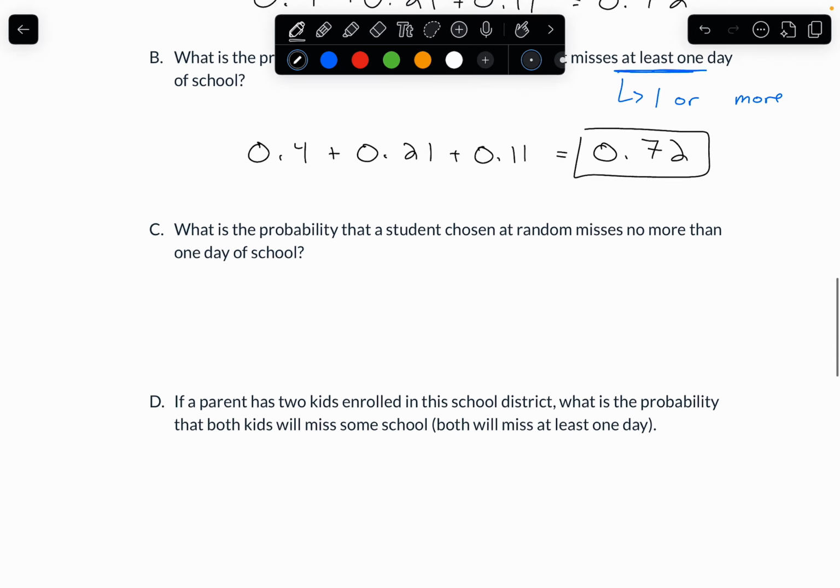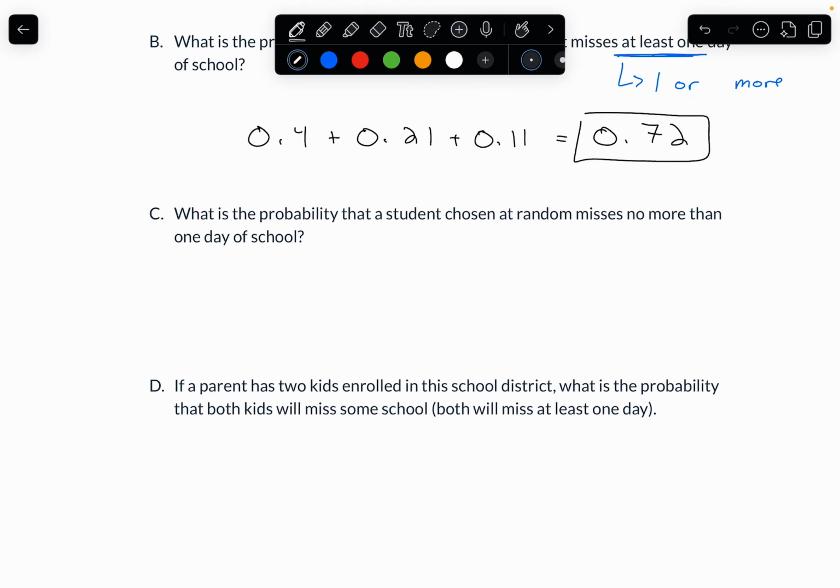Moving on then to part C, it says, what is the probability that a student chosen at random misses no more than 1 day? So I've rephrased my question now. I have a different case when I say no more than 1. You are not allowed to be more than 1, so you could miss 1 day of school, or you could be less than 1, so you could miss 0 days of school. So the probability that I miss 1 day of school or 0 days of school.